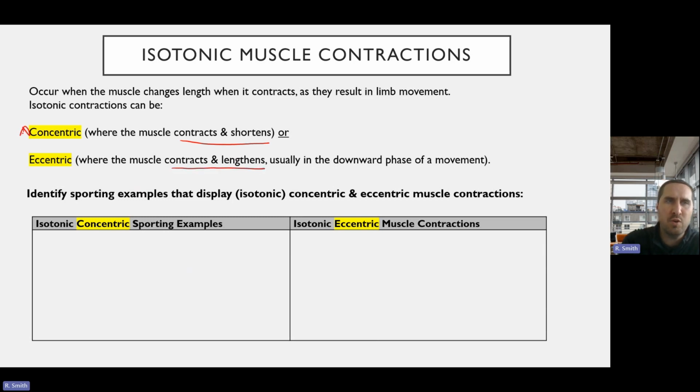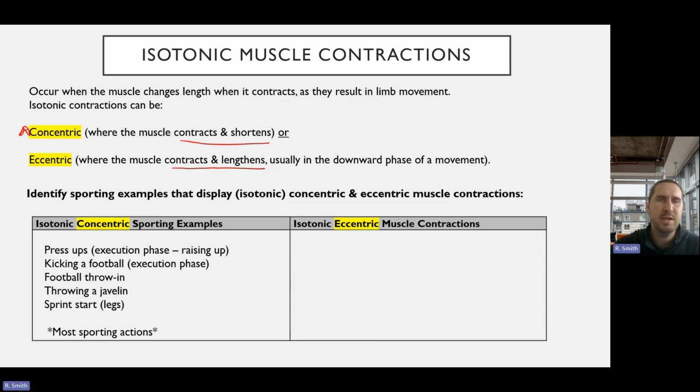Most questions will ask you about isotonic concentric, but it is still important that we're able to provide some examples for isotonic eccentric. So the obvious examples for isotonic concentric: kicking a football with extension at the knee, press-ups on the upward phase. So we've got the tricep as our agonist. It is contracting and shortening.